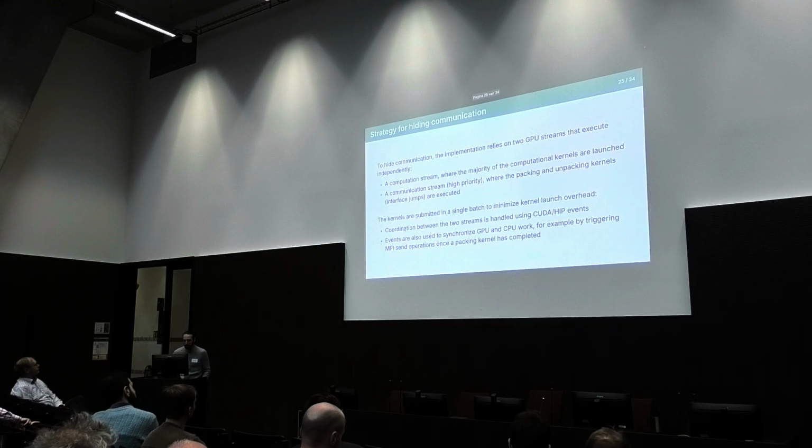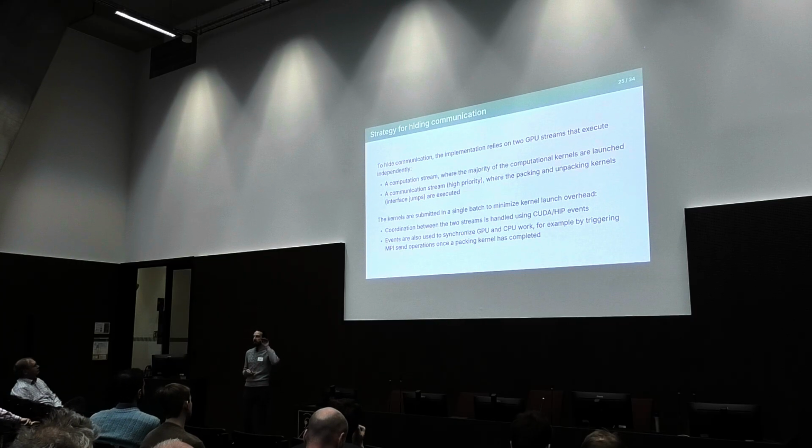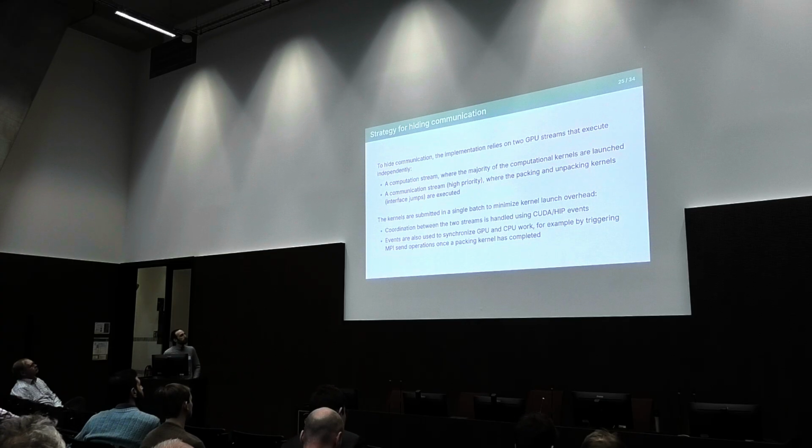So the idea is, say, to create a computation stream and a communication stream. For good performance, we had to put the communication stream as high priority. Okay, this is saying to the GPU, we want this to be the first thing you consider when you choose what to do.